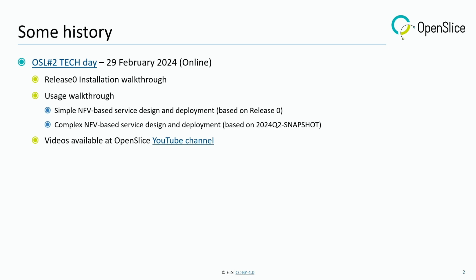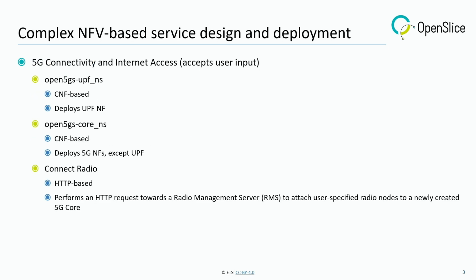As I've said, the videos are available on YouTube for that. So what we have done there is to provide a bundle of services named 5G connectivity and internet access that will also accept user input. This service comprised a UPF service, which was CNF-based and deployed the UPF network function through OSM and through Kubernetes, as you may have seen in the past. It also comprised a 5G core network service, which was again CNF-based, and it was deployed through OSM and eventually Kubernetes, which deployed the rest of the 5G functions.